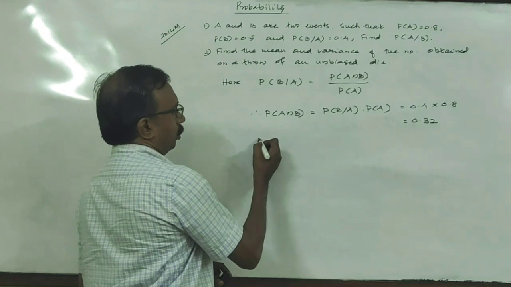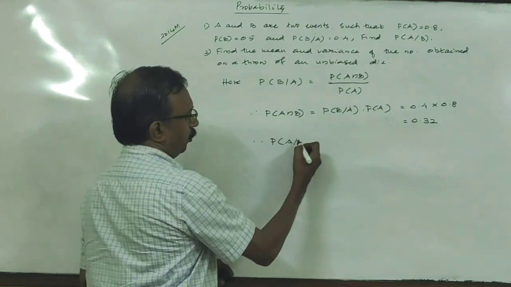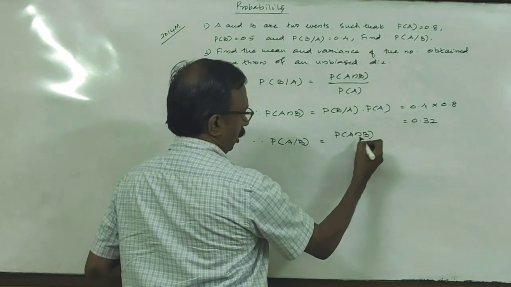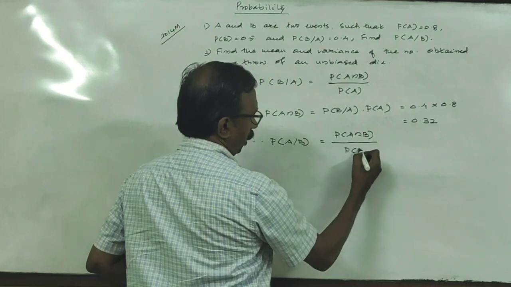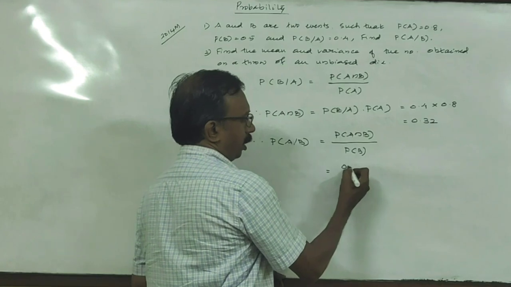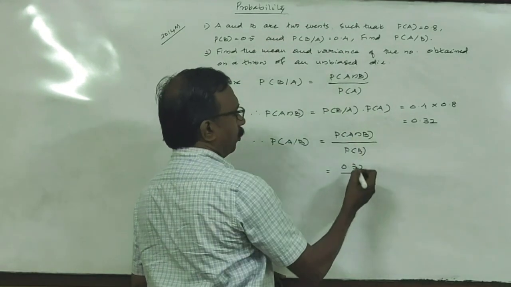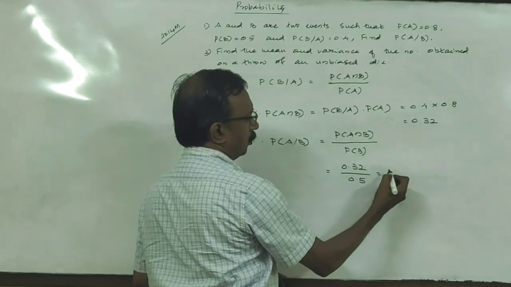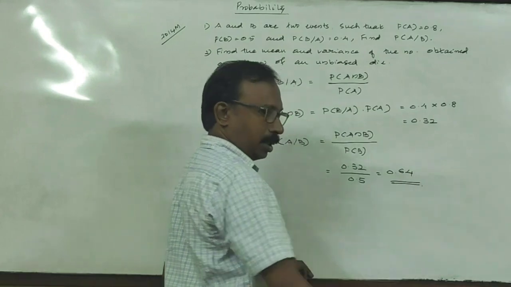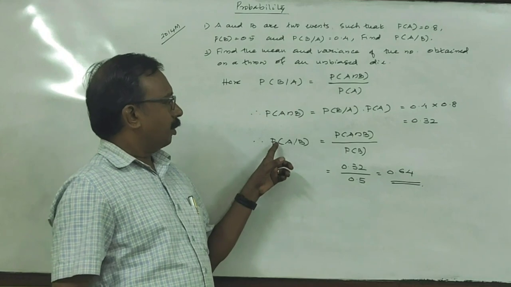Now, therefore, P of A given B is equal to P of A intersection B divided by P of B. Here P of A intersection B is 0.32 divided by P of B is 0.5. This is 0.64, isn't it? This way we can find P of A given B.